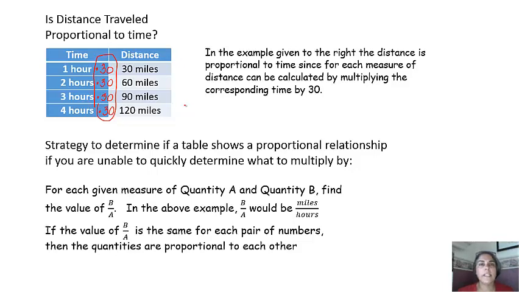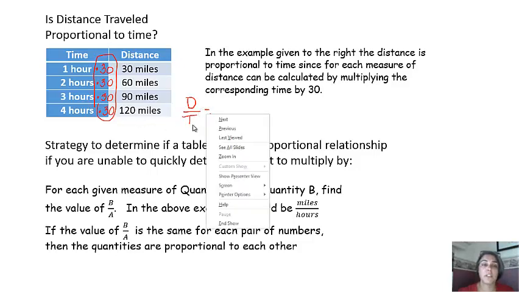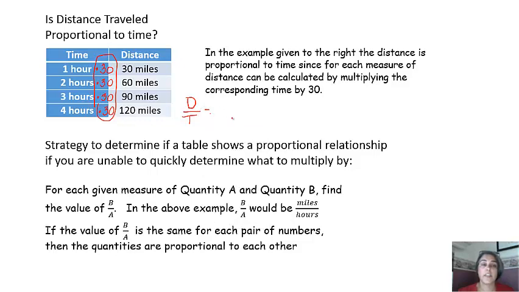If you can't quickly determine what to multiply by, what you're going to want to do is take your second quantity, in this case distance, divide it by the first quantity, in this case time, and that'll tell you what to try to multiply by. So I'm just going to take one of the distances. I'm going to take the 120. So I'm going to do 120 miles, and I'm going to divide by the corresponding time. Well, what corresponds to 120 miles? 4 hours.